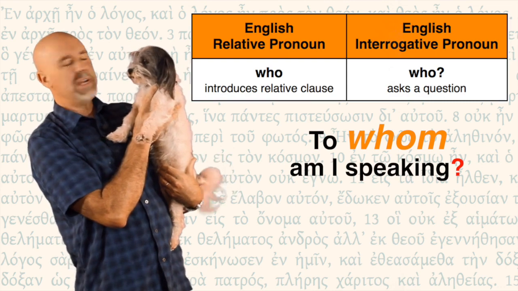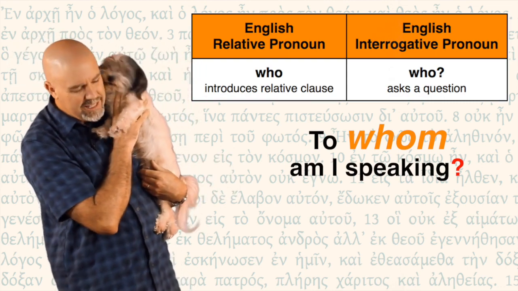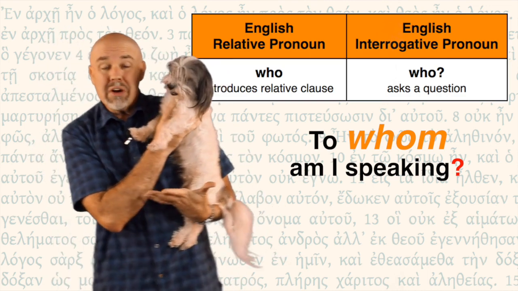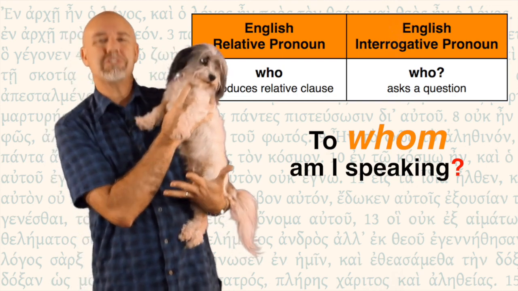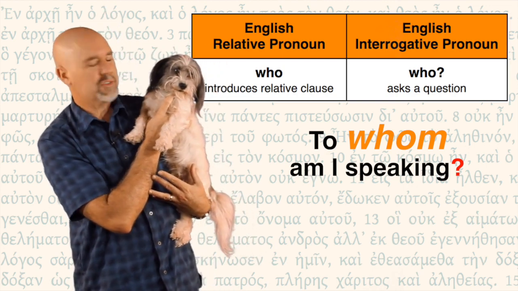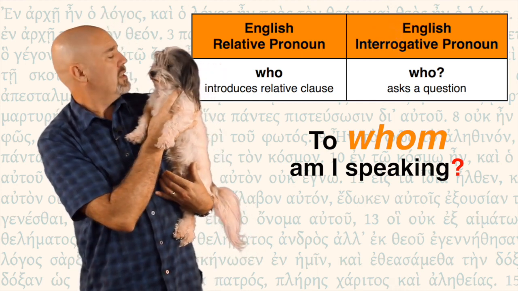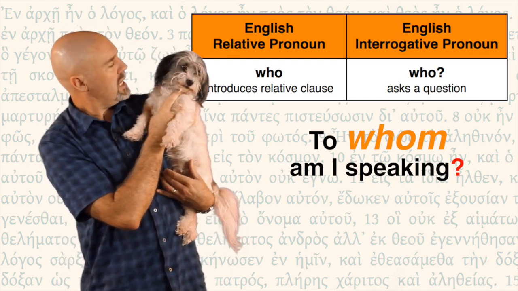To whom am I speaking? This is Hallie. She's a lot more calm, right, Hallie? Give me a little kiss, all right? To whom am I speaking? Now, whom there is not a relative pronoun. It's an interrogative pronoun, which is frustrating because it's the same form. So in English, the interrogative pronoun and the relative pronoun have the same form.